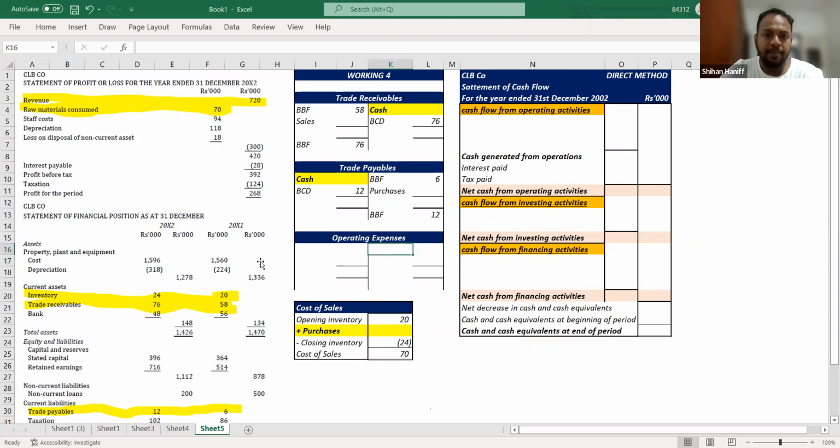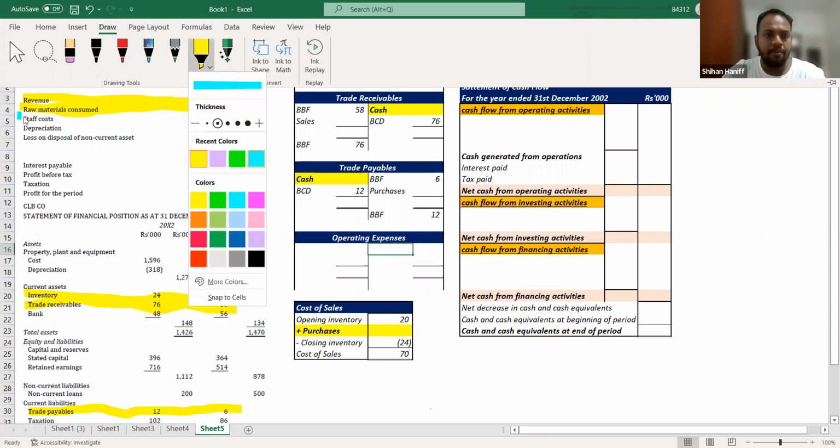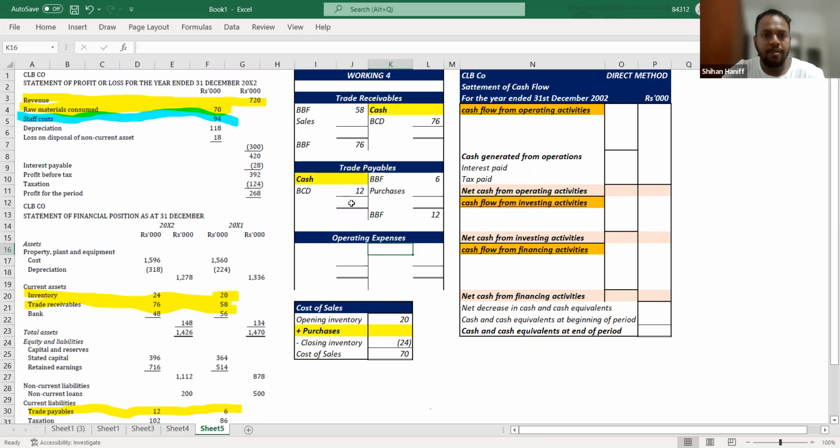Operating expenses, normally you might have payables or receivables, administration expenses, distribution expenses, right? Sales commission or any administration or distribution expenses will come here. And so in this question, there is nothing. Only the staff cost is given. We have staff cost. This is the only operating expense. And there is no payables or prepayments.